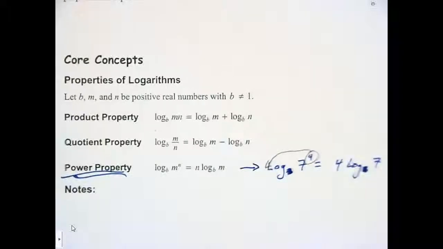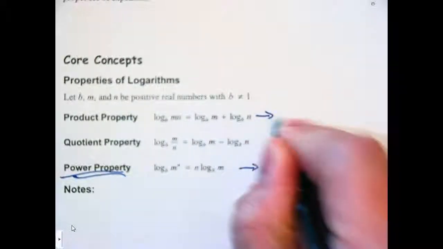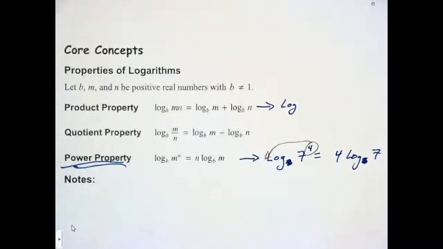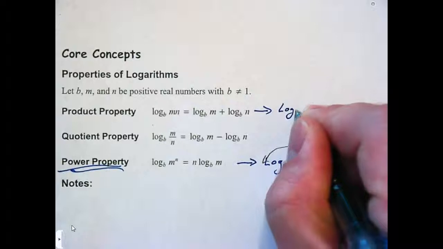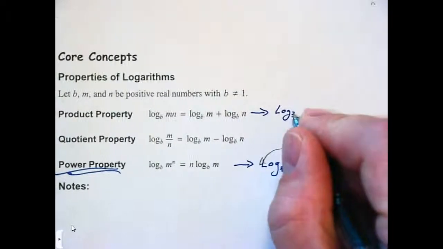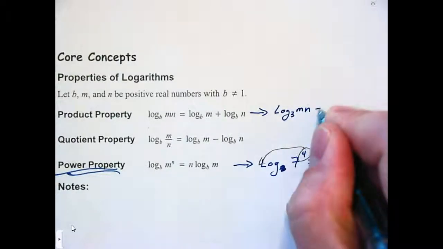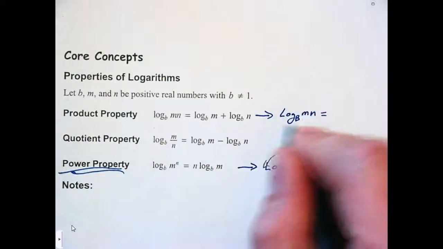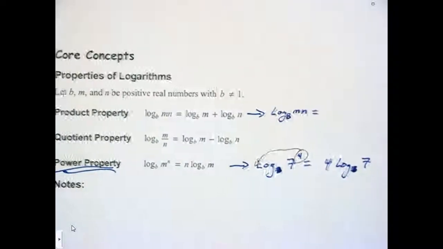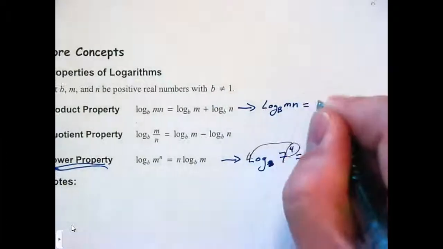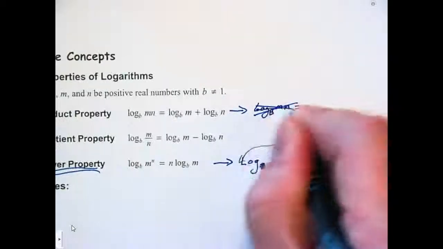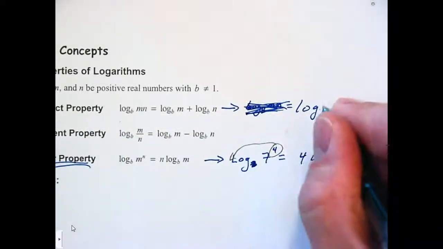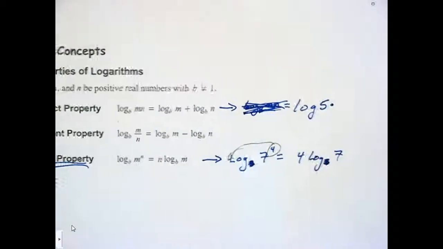Now the product property. I want you to use the same numbers we just used. Let's say I have log base, let's say, m times n. Maybe we use base 10 this whole time, so that way you can check and see that I'm not lying to you. So let's call it log base 10 of 5 times 7.